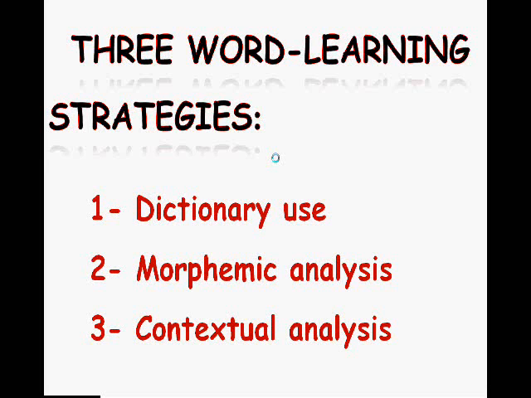Also, number 3, we will deal with contextual analysis. And when you say contextual, it has to do with context. Okay, so the word in its context or in its sentence or in its topic. Okay, so the 3 word learning strategies we are going to deal with today, and we'll give examples on them, are dictionary use, morphemic analysis, and contextual analysis.